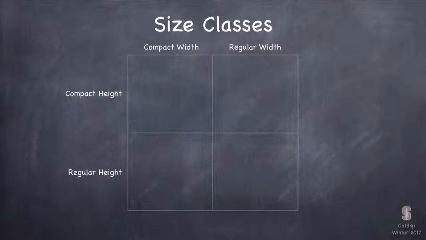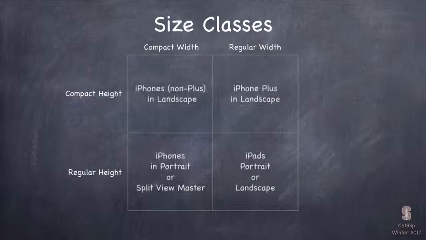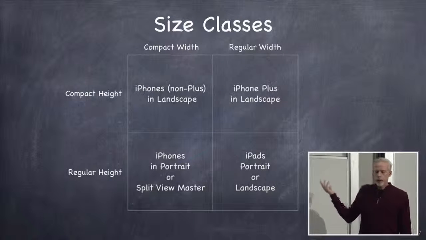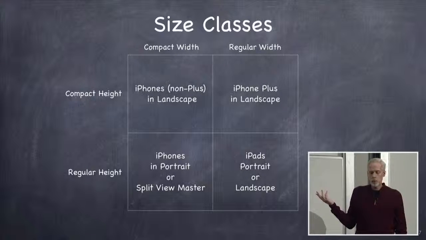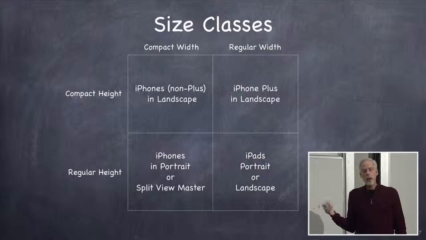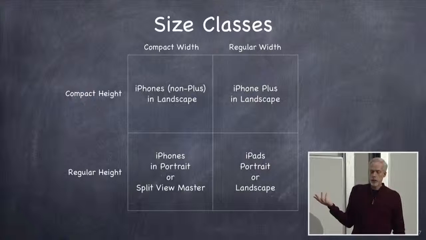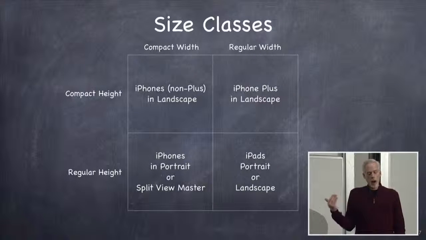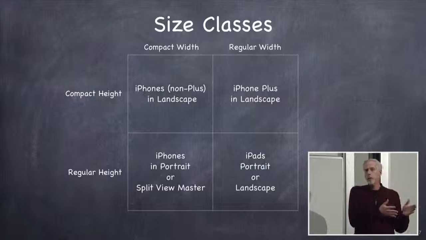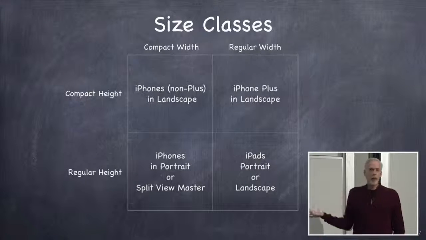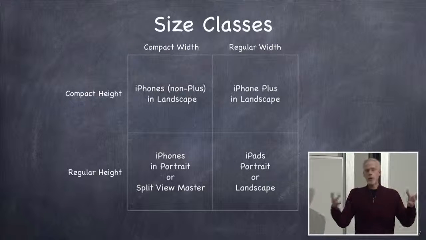All right, so we have the size classes, okay, compact width and regular width, compact height and regular height, which makes for 4 different combinations right here. And again, compact width and height is iPhones in landscape, but not plus ones. Compact height and regular width is the iPhone Plus only in landscape. Regular height and compact width is iPhones in portrait, both pluses and regular, and also like a split view master. And then regular is an iPad in portrait or landscape, the whole thing, right?